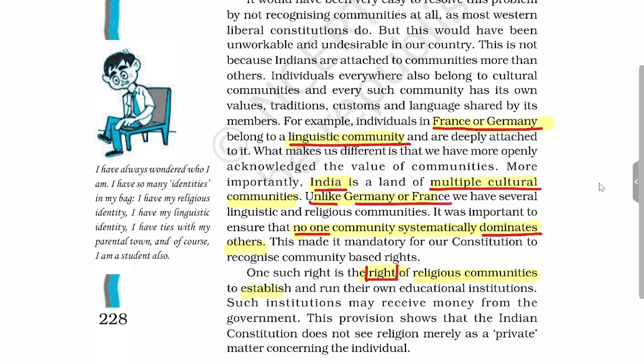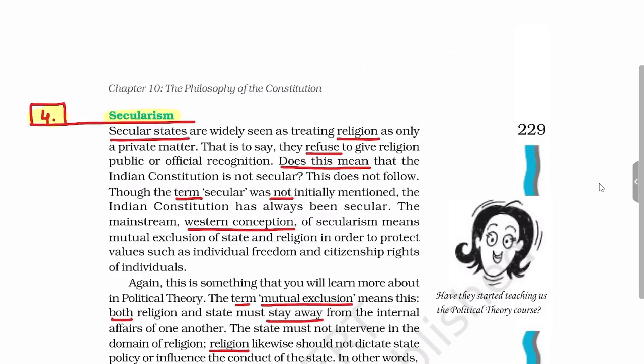Now we'll see the fourth pillar, that is secularism. Here, keep in mind that the Indian concept of secularism is completely different from the Western concept of secularism. Generally, secular states will perceive religion as a private matter, and they refuse to give religion a public official recognition. Why so? Does this mean that the Indian constitution is not secular?